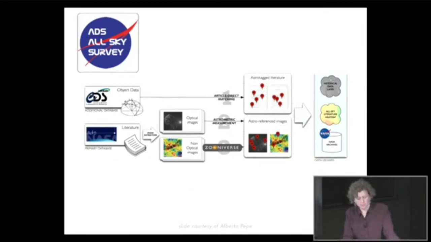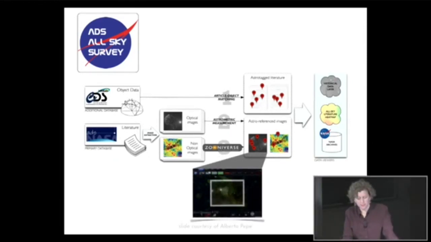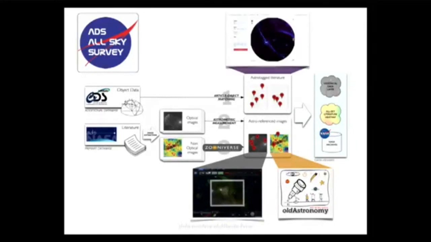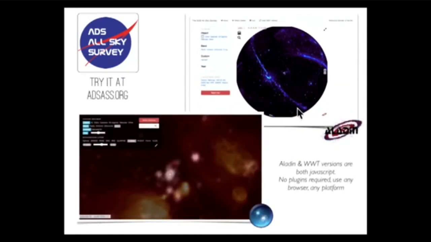Okay, so I said that there were three parts of the ADS All-Sky Survey. So the first part is this so-called astro-referenced images done automatically through astrometry.net. And then the second part is this Old Astronomy effort. And then the third part, which is now working and you can go try, will actually give you heat maps of where the sky has been studied for what reason. Okay? So in other words, this image here, and that's what you were seeing in the slideshow in the beginning, is not any image of the sky. It's an image of articles on the sky. Okay? And you can actually filter the articles by various subjects.